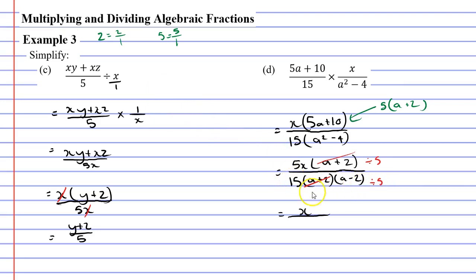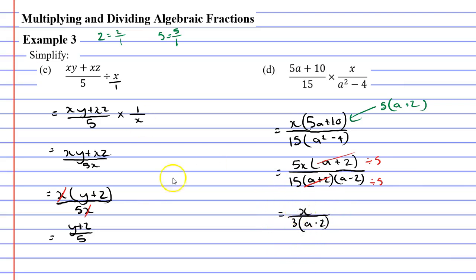And 15 divided by 5 is 3. So we're going to have 3, and we have our (a minus 2) in brackets. Now this is a good simplified response to question D. This is a perfectly fine answer.